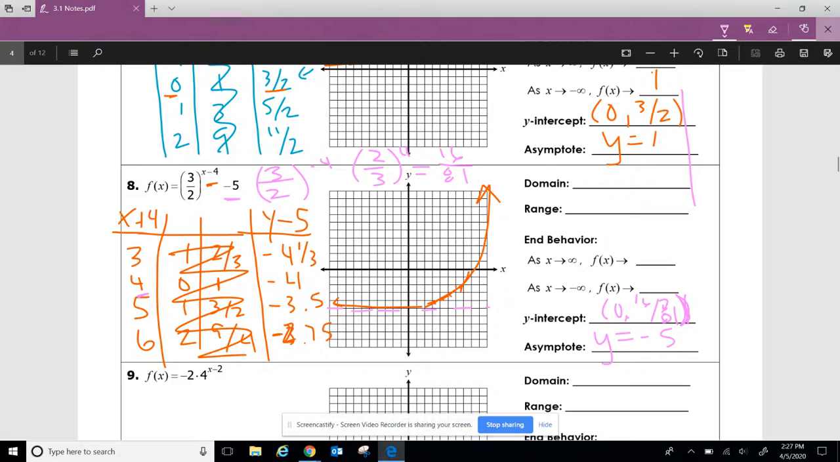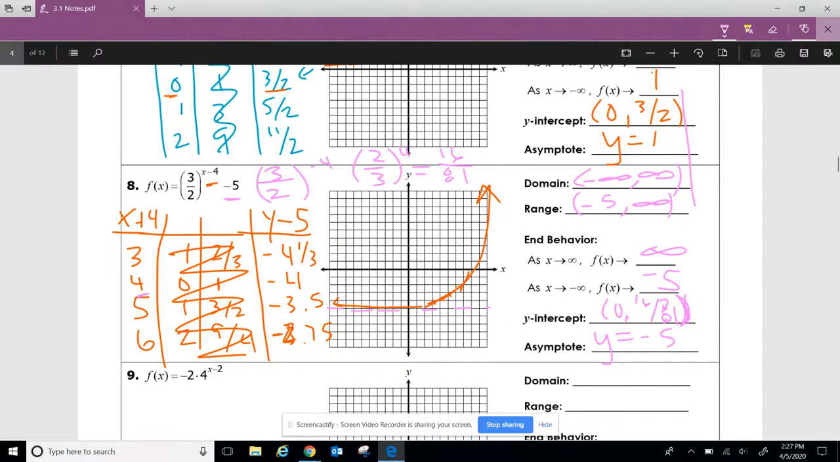There we go. Our domain is going to be the same thing, so -infinity to +infinity. Our range this time, because we got shifted down 5, we're going to go from -5, not including it, to infinity. As x goes to +infinity, our y's are going to +infinity. And as x's are going to -infinity, our y's are going to hug that asymptote and go to -5.